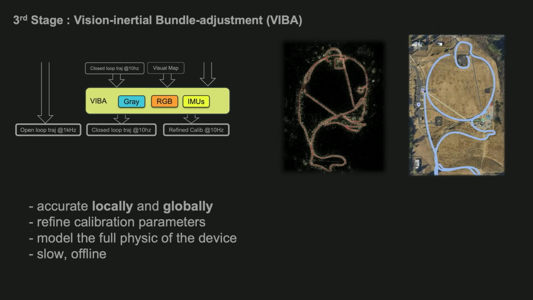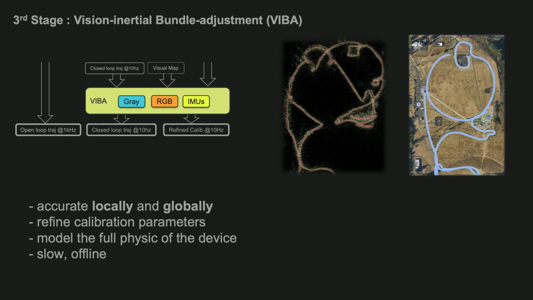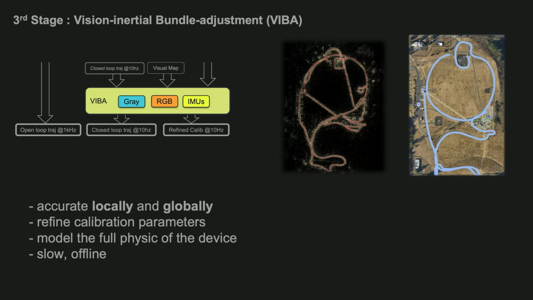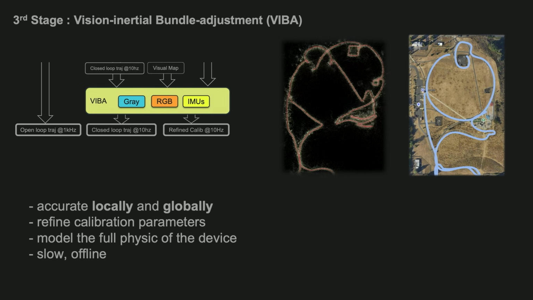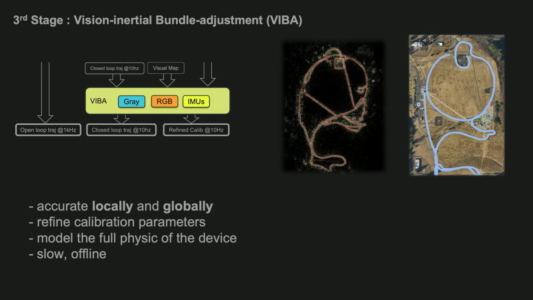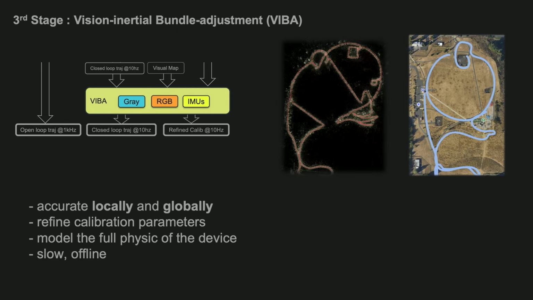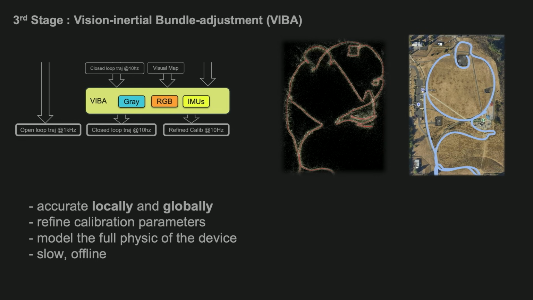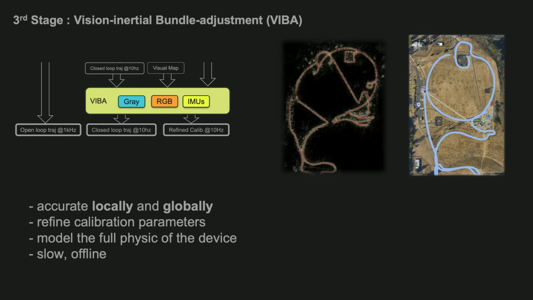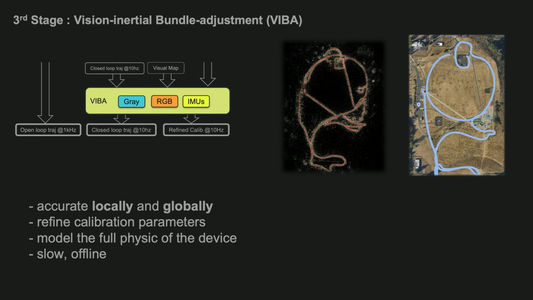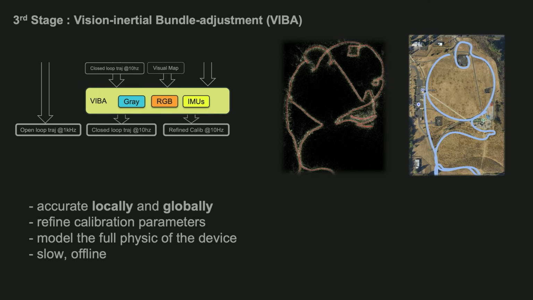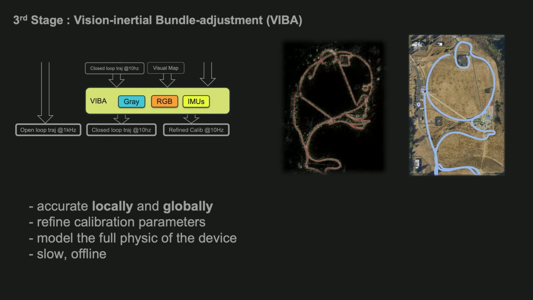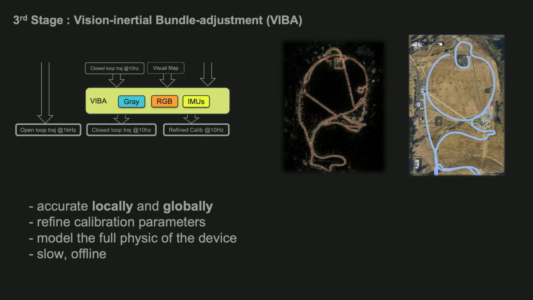To refine that, we have a last step that doesn't run in real time at all. It's a visual-inertial bundle adjustment, and it takes as input the output of the previous stage, and optimizes the full trajectory and the full calibration parameters, modeling the full knowledge we have about the physics of the sensor in a batch way. So it's super slow and done offline. We can afford to do it because the service is totally offline. People send us the data encrypted, we process it and send back the result. But that's what gives us the best outcome.